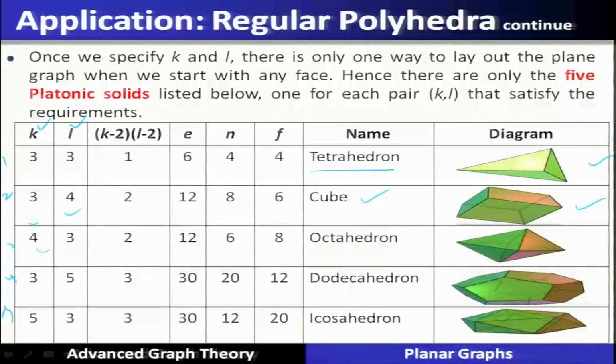Similarly, when k and L are 4 and 3, it becomes an octahedron, and they are all regular polyhedra. When k and L are 3 and 5, it is a dodecahedron, which is shown here. And when the values are 5 and 3, it is an icosahedron, and its figure is shown here. So there are only 5 Platonic solids, which we have derived, and they are regular polyhedra.